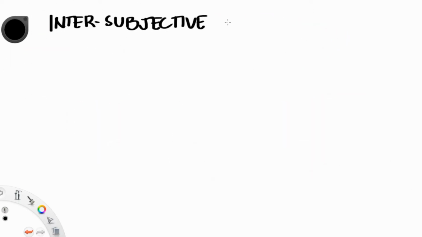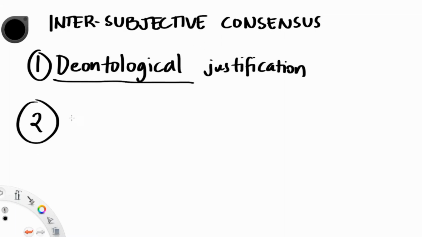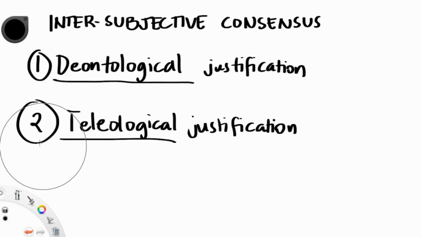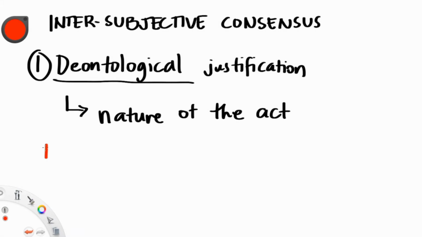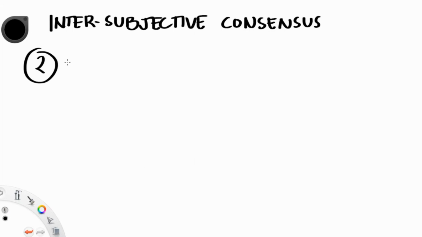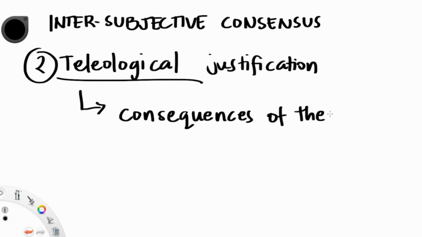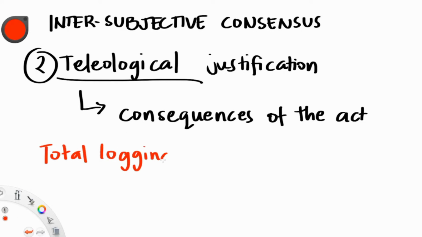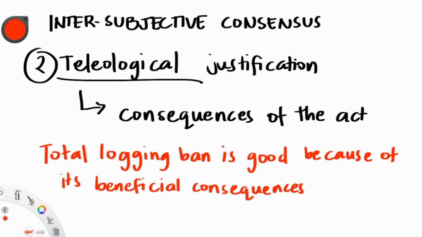Intersubjective consensus has two types, the deontological justification and the teleological justification. Deontological justification determines the morality of an action based on its nature or the action itself. Example is, total logging ban is good in itself. The teleological justification determines the morality of an action based on its consequences. An example is, the total logging ban is good because of its beneficial consequences for the country.